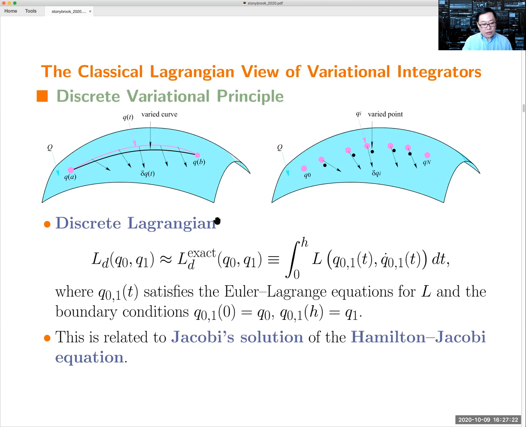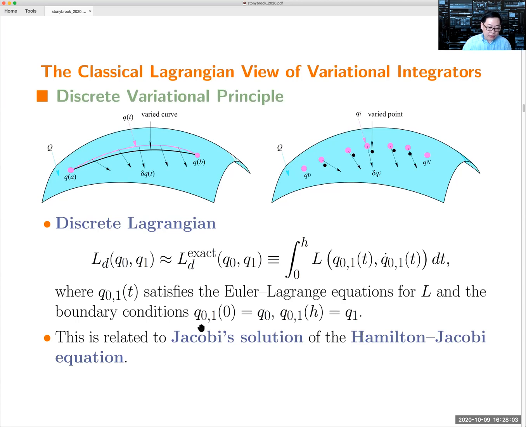So if you have Q0 and Q1 here, you think of a discrete Lagrangian which approximates the action integral from Q0 to Q1. And to be more precise, it should ideally approximate what is called the exact discrete Lagrangian, which is the action integral evaluated on a particular solution of the Euler-Lagrange equations which satisfies the boundary conditions. Of course that is not computable, because in order to compute it, you need to be able to solve the Euler-Lagrange equations exactly. But nevertheless, that characterization turns out to be useful in terms of how you go about systematically constructing discretizations.